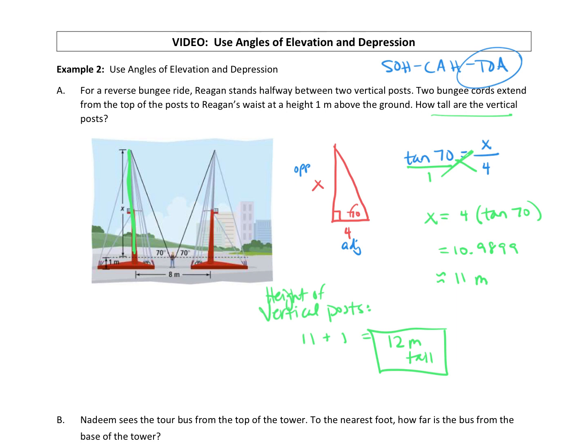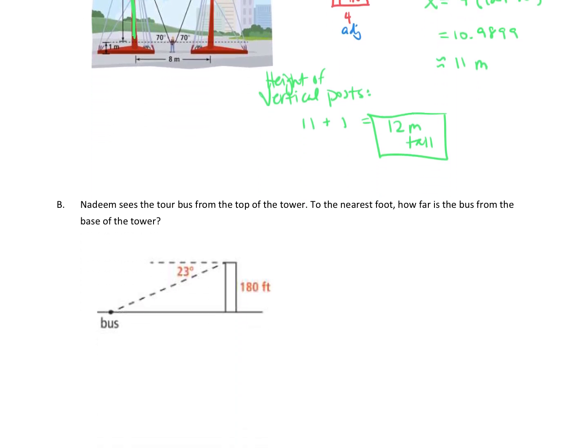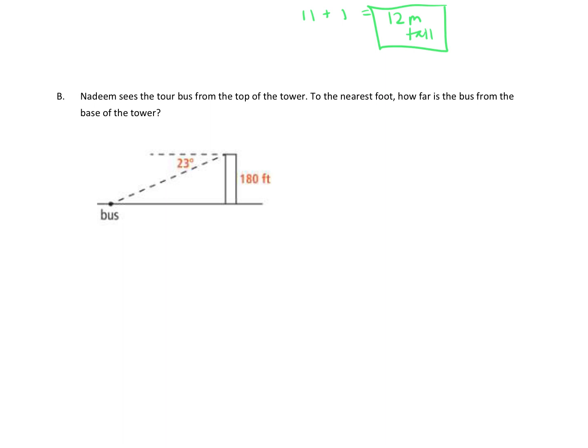That's how tall the vertical posts are. All right, so part B, switching gears here, we are just going to try to apply these angles of elevation and depression again. How do we use them? How do they come up in examples?